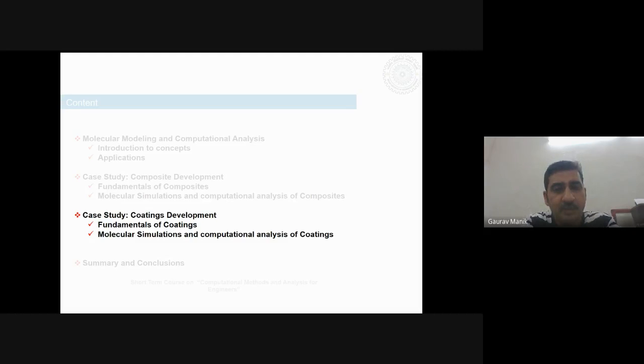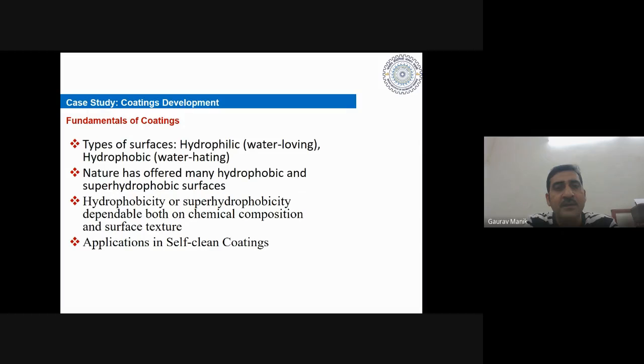How we can molecularly model the coatings, how we can evolve their properties, estimate their properties. So let me first quickly touch upon the fundamentals. Most of the surfaces are hydrophilic or hydrophobic. There are others, lipophilic also, but hydrophilic and hydrophobic. Nature has many hydrophobic and super hydrophobic surfaces. And the hydrophobicity or super hydrophobicity is dependent not only on the chemical composition, but also upon the texture that the surface has. Okay, so this is what nature has, and we in the labs are also exploiting that.